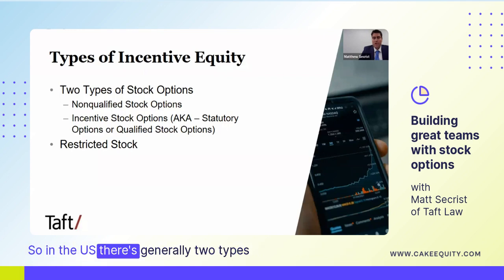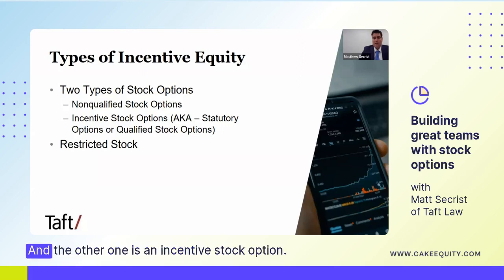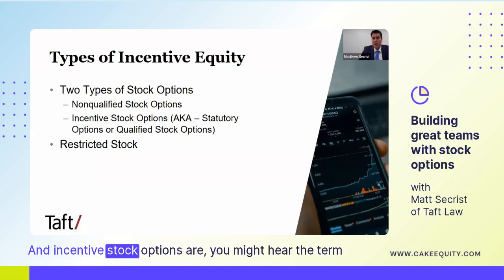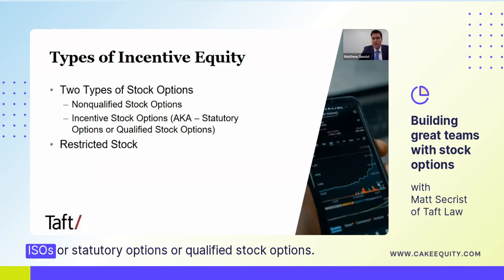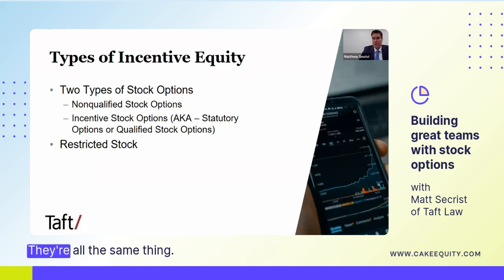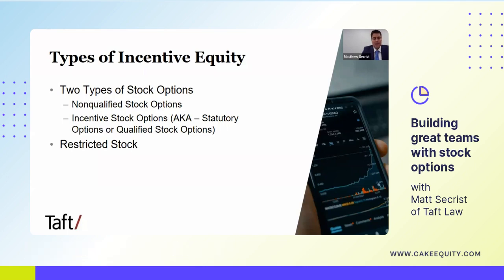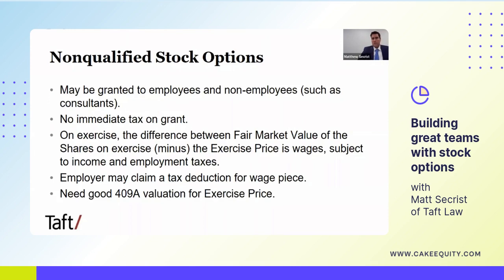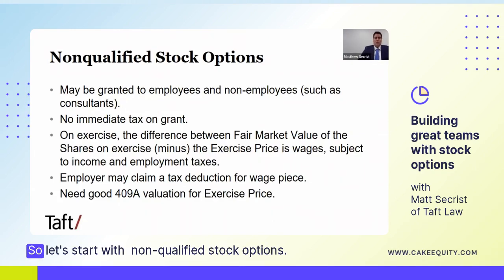So in the US, there's generally two types of options that we have listed out here. One is a non-qualified stock option, and the other one is an incentive stock option. Incentive stock options, you might hear the term ISOs or statutory options or qualified stock options. They're all the same thing. They're all incentive stock options. It just goes by a lot of different names, okay? And then we're going to talk about restricted stock at the end. So let's start with non-qualified stock options.